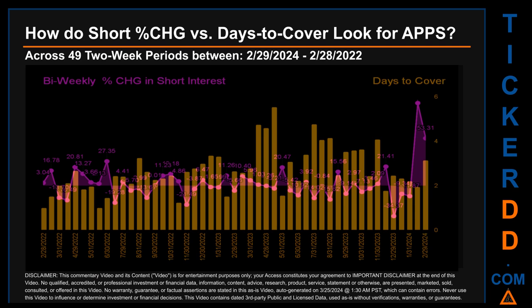The largest percentage decrease in short interest found across those 49 2-week snapshots was minus 34.37%. It occurred once on December 29, 2023 settlement date. The average days to cover was about 2.7. The biggest days to cover was 5.54, and it happened once on May 15, 2023 settlement date.